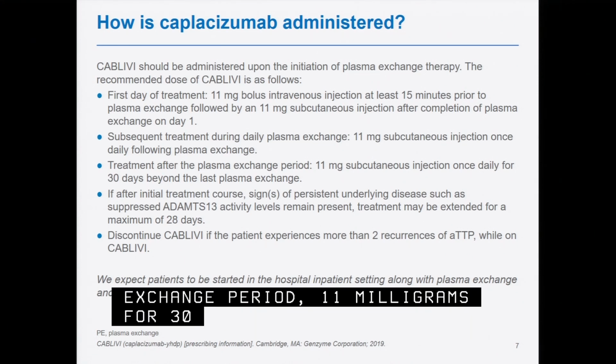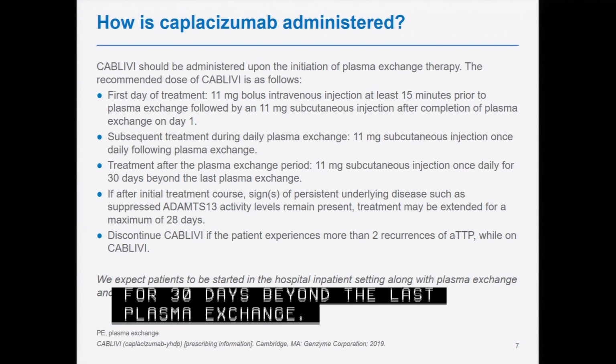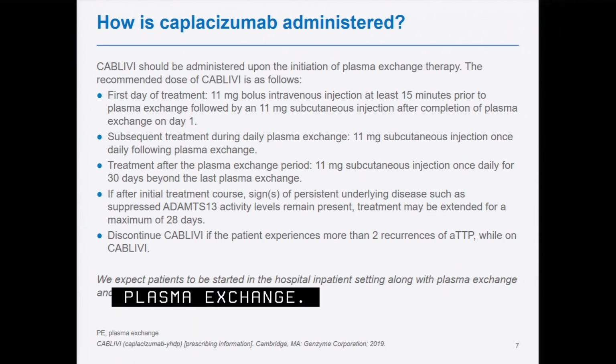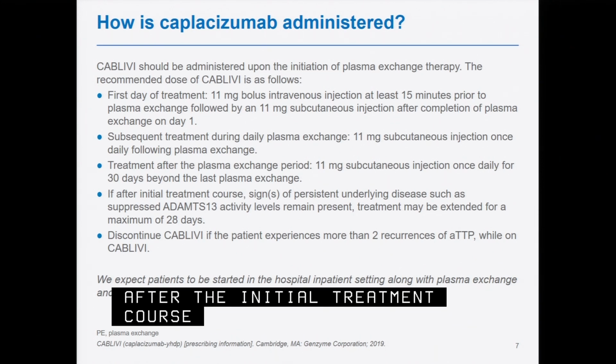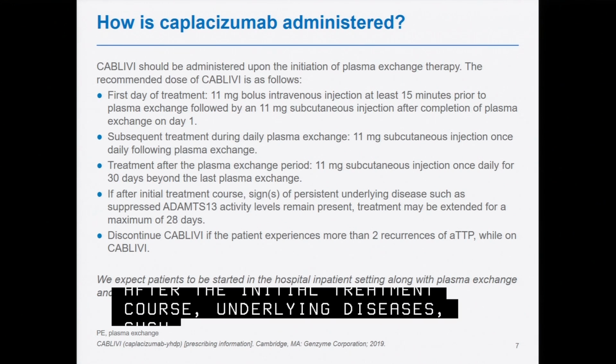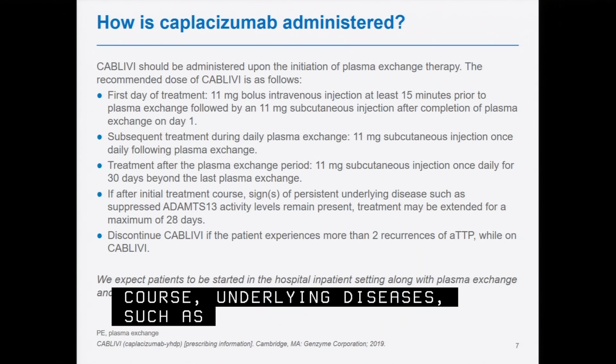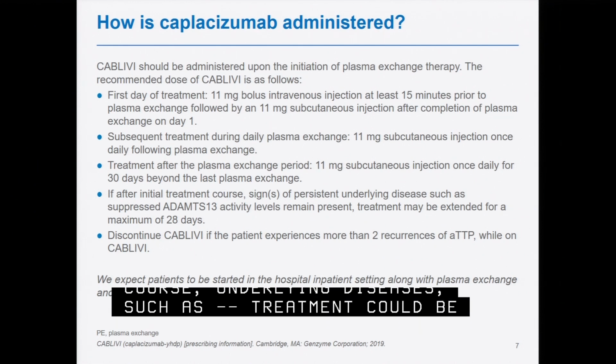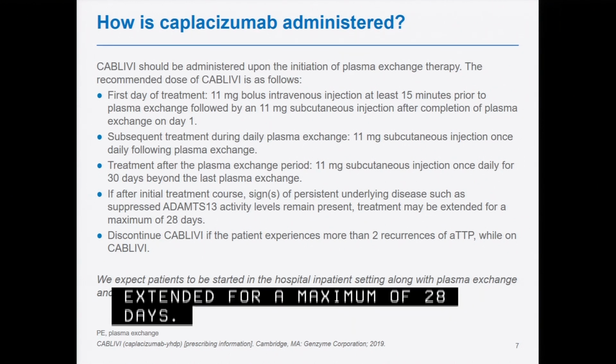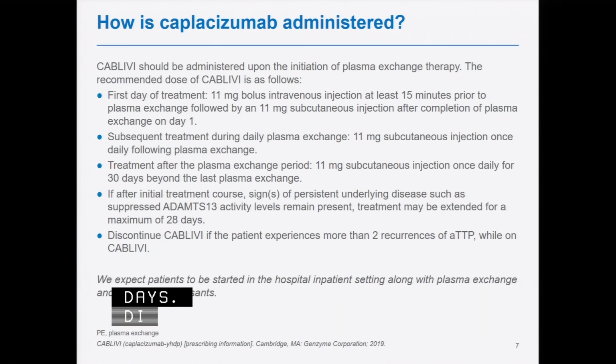After the initial treatment course, if there are signs of persistent underlying disease, such as suppressed ADAMTS13 activity levels that remain persistent, treatment may be extended for up to a maximum of 28 days. Now, going to the label, discontinue Cablivi use if the patient experiences more than 2 recurrences of TTP while on Cablivi.